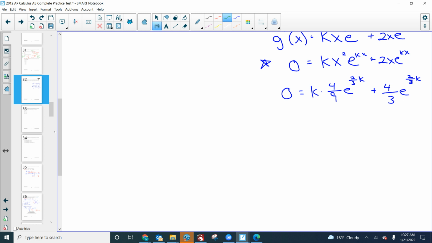Can e to the 2/3 k equal 0? E to the 2/3 k never equals 0. So are you allowed to divide by it on both sides? Yes, you could. I would be a little nervous. Might even feel a little guilty about doing it, have regrets later.